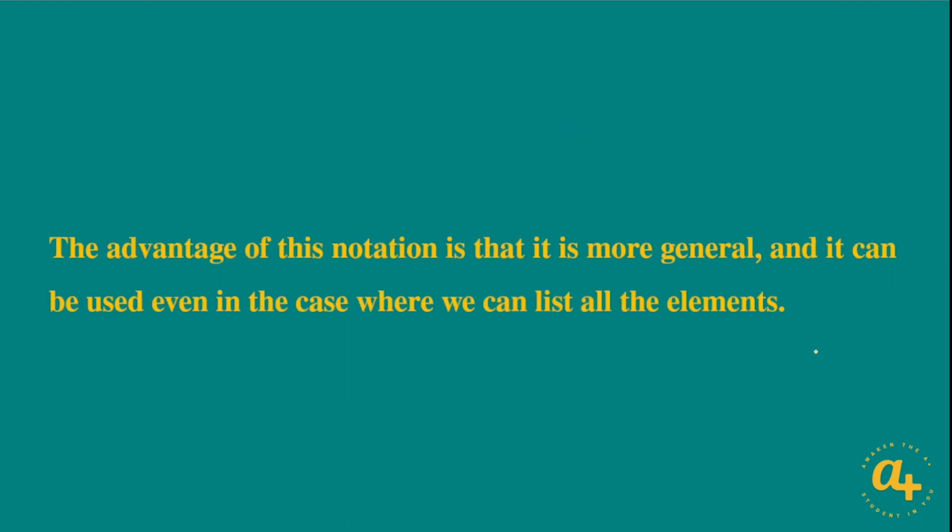Well, the advantage of this notation is that it is more general and it can be used even in the case where we can list all the elements. Let's take a look at a simple example that will help us understand this advantage. If we have a set A, and this set is a set of natural numbers between 1 and 7. Okay, so we have a set A, and this set is a set of natural numbers between 1 and 7. When we look at this set, we can easily list it down.